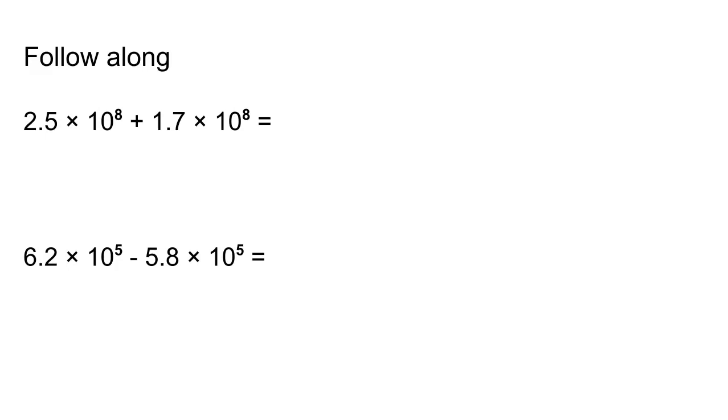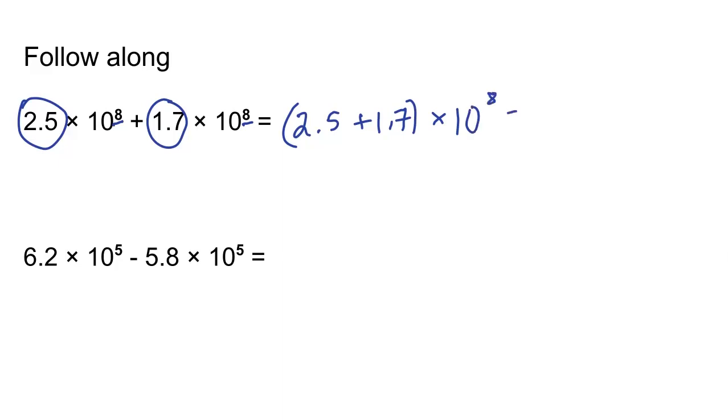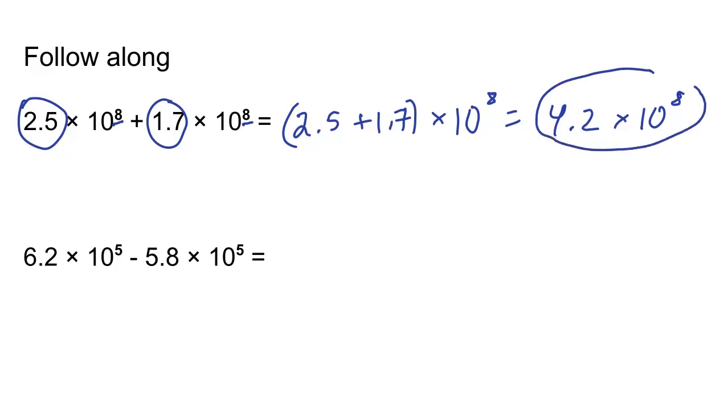Here I have 2.5 times 10 to the 8th power plus 1.7 times 10 to the 8th power. Since both numbers have the same exponent of 8, I can go ahead and add the coefficients, which are 2.5 and 1.7. And 2.5 plus 1.7 times 10 to the 8th power gives me 4.2 times 10 to the 8th power. And 4.2 is greater than or equal to 1 but less than 10. So my final answer is 4.2 times 10 to the 8th power.